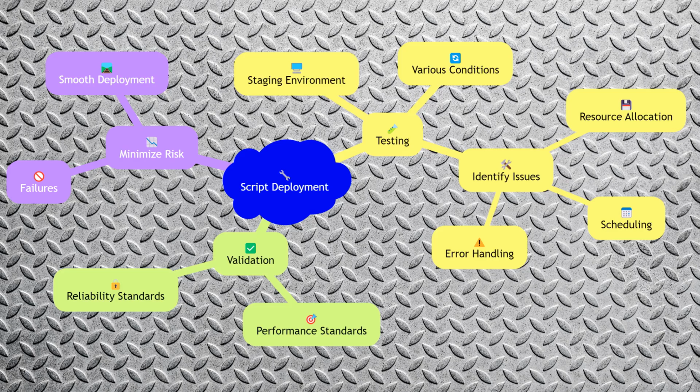Before deploying your script, thorough testing and validation are essential to ensure that it performs as expected. This involves running your script in a staging environment that mimics the production setup and verifying its behavior under various conditions. Testing helps in identifying and fixing issues related to resource allocation, scheduling, error handling, and other job run settings. Validation ensures that your script meets the desired performance and reliability standards. By rigorously testing and validating your script, you minimize the risk of failures and ensure a smooth deployment.